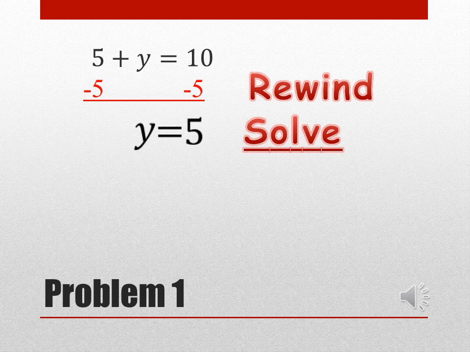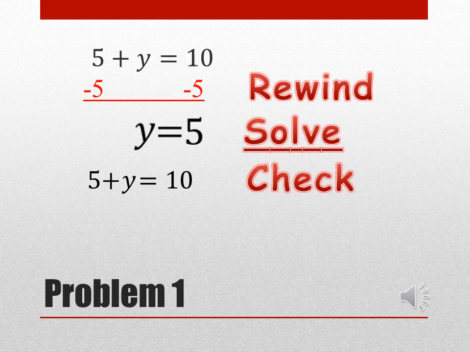Right now we're at that very simple one-step equation. Well, I can always check my work. So what I'm going to do is I know that y equals 5, so I'm going to go back to my original problem. Wherever I see a y, I'm going to put 5 in. So I'm going to rewrite my original problem. Wherever I had a y, I'm going to actually put that value, that solve value in there.